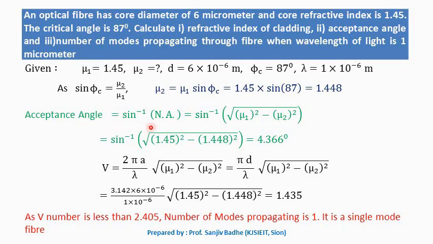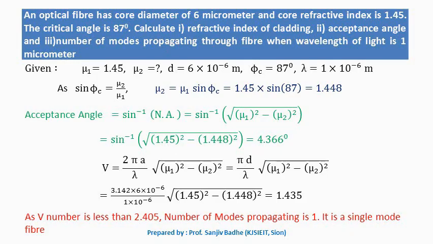Acceptance angle can be calculated as the second part, sine inverse of numerical aperture, that is sine inverse of square root of mu 1 square minus mu 2 square. Mu 1 is given as 1.45, mu 2 just now we have calculated 1.448. So acceptance angle is obtained as 4.366 degrees in this case.